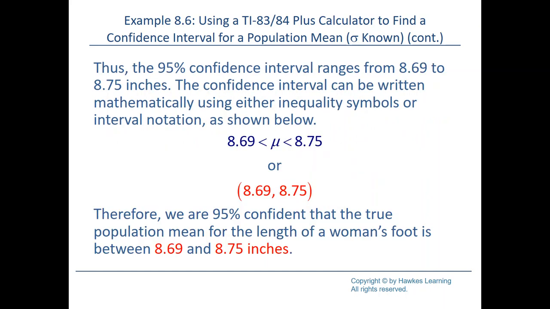Therefore, we are 95% confident that the true population mean for the length of a woman's foot is between 8.69 and 8.75 inches.